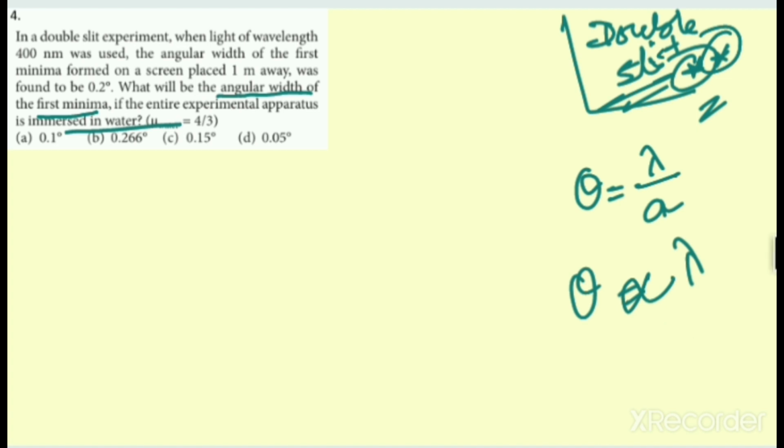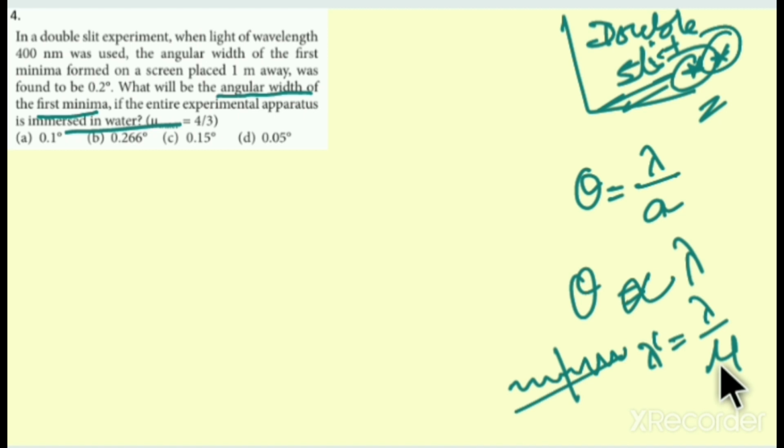And we also know that if our wave is traveling from one medium to another medium, there will be a change in the wavelength, and the wavelength change will be proportional to the refractive index of that medium. So lambda prime is equal to lambda by mu. We know these conditions. Now come to the question.